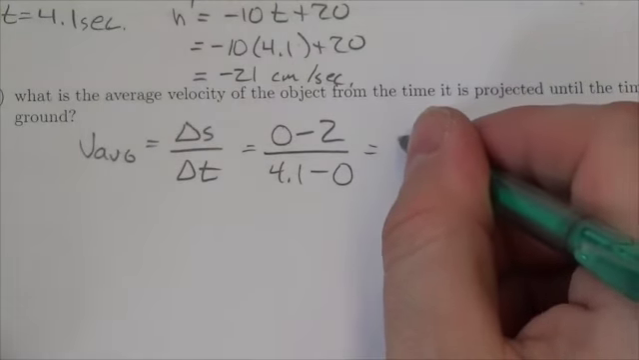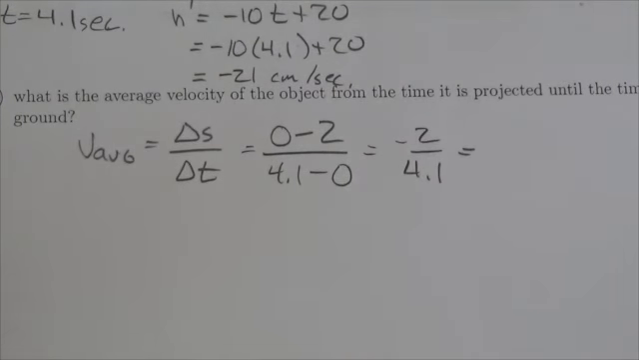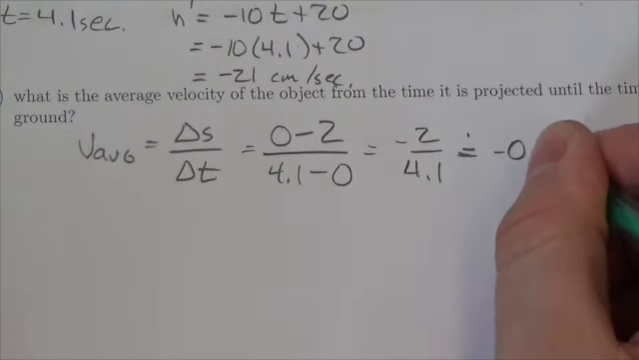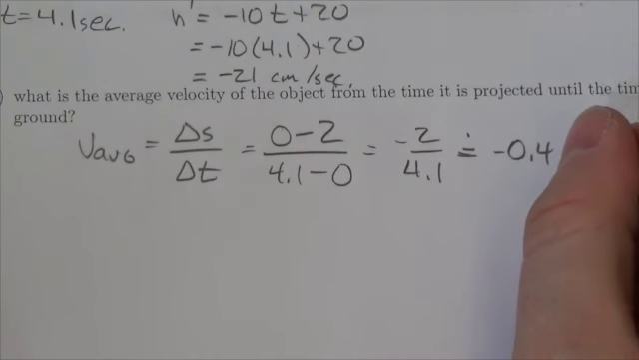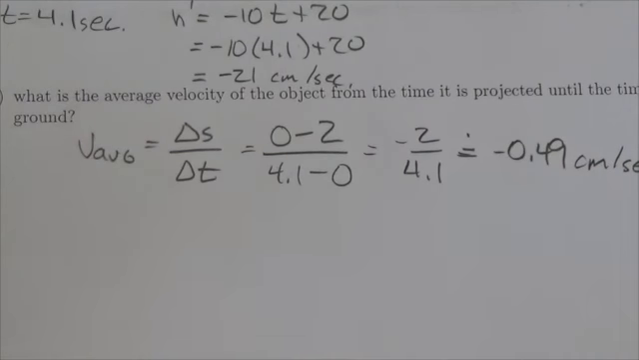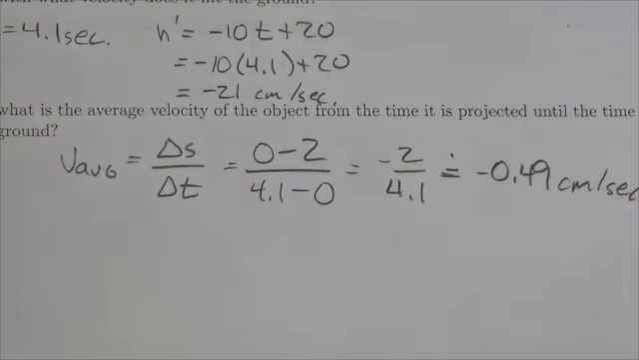So this is really just going to become -2 over 4.1, and you know what? I'm just going to evaluate that. I'll get that down to a nice little decimal here. -2 divided by 4.1 is approximately -0.49. We'll go to the nearest hundredth just to make it look a little nicer. Centimeters per second, so -0.49 centimeters per second, which isn't very fast. But that's because we're asking for the average velocity, and in this case, the issue is displacement, not distance.